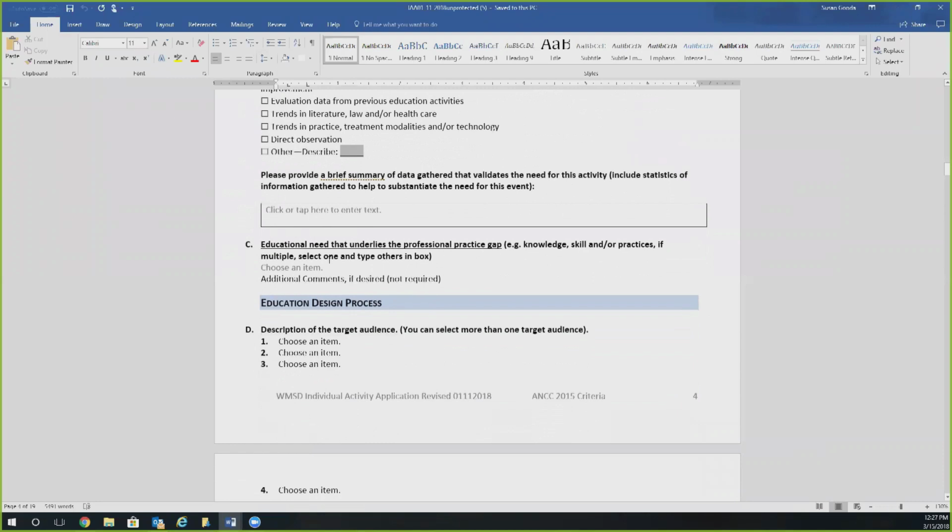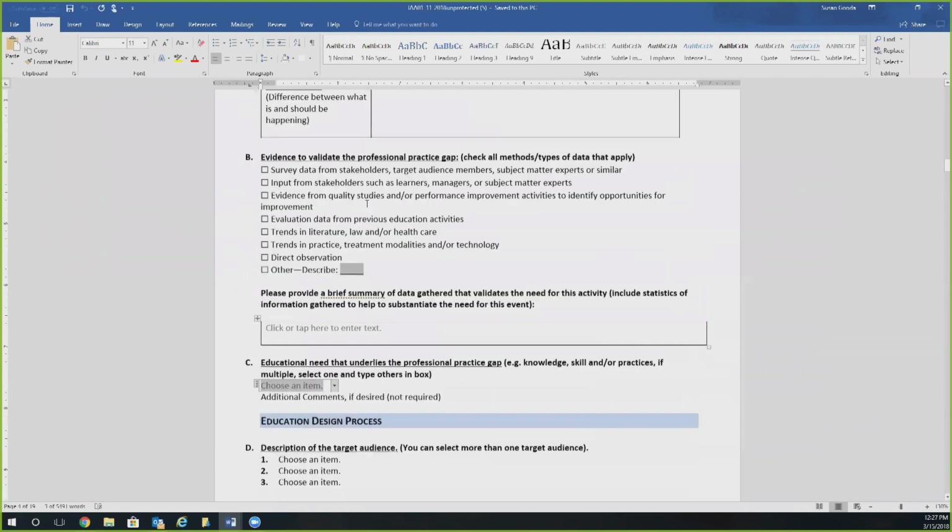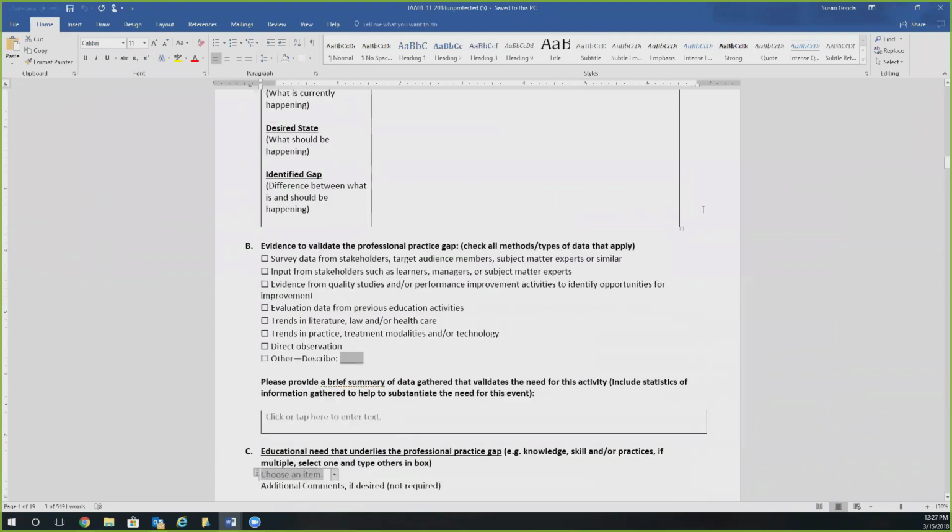Then here for C, it is a simplified gap, which says select the educational need that underlies the professional practice gap. It is a click box, and you have a gap in knowledge, a gap in skill, and a gap in practice, or perhaps there's something else. But one of those three is usually what we see on an activity planning. And so although you click it here, practice gap in knowledge, when you're up here, you should elaborate on that just a little bit further so it ties in the current state with the desired state and give us a little more information other than just saying gap in knowledge.